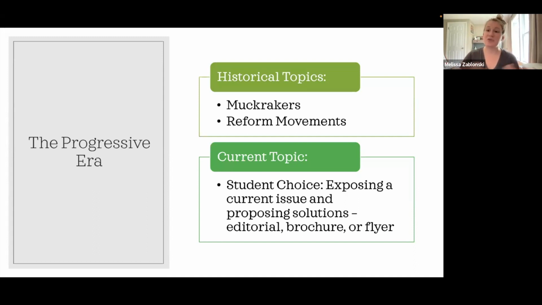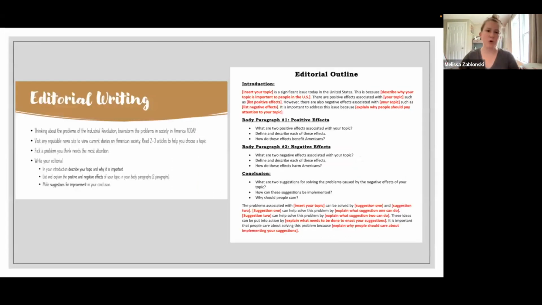And students also really get passionate about this, especially because they are able to choose something that they feel matters to them. So after we learn about how muckrakers are journalists that expose the wrongs in society, we learn about specific muckrakers, we learn about progressive reformers and how they specifically tackled social issues. Students then pick an issue of their own. And one of the things that they're able to do is write an editorial. So I included an example of what that looks like here.